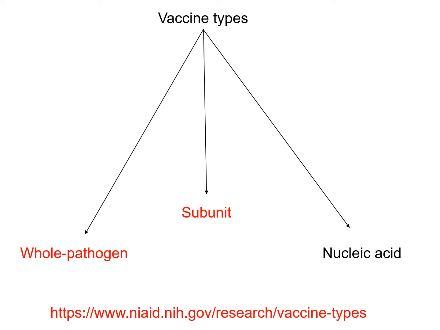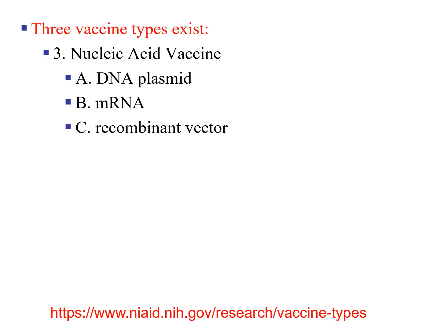In the vaccine type categories, we have whole pathogen, subunit, and nucleic acid. Today we will talk about nucleic acid. Within that subcategory of nucleic acid vaccines, we have DNA plasmids, we have messenger RNA, and we have recombinant vector.